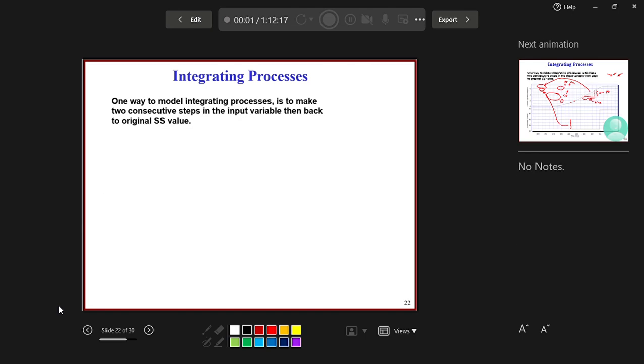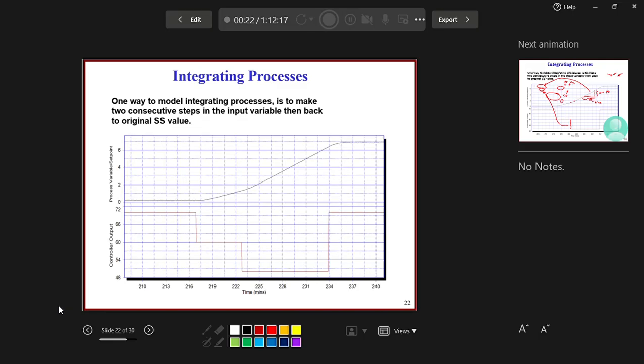Now, to model an integrating process, instead of one step as we did in the previous case of a first order system, we need to do two consecutive steps in the input, and then we calculate the slope of the output at the point of change of the slope. So let's have an example of such a case.